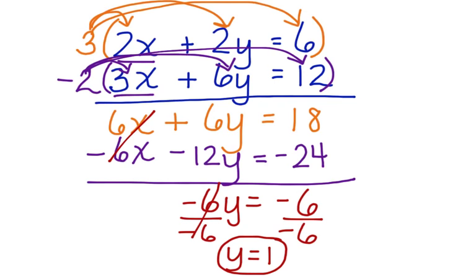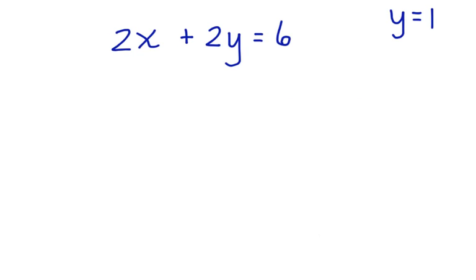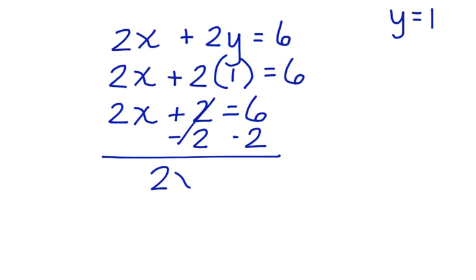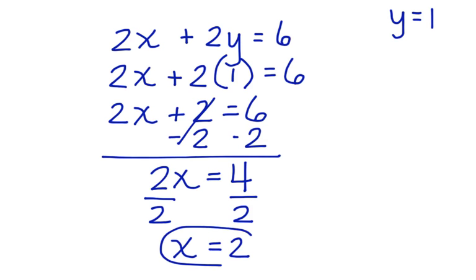Let's use the first equation. Now we know that y equals 1. Here's our first equation, and now we're going to solve for x. 2x plus 2, let's substitute the 1 in for y, equals 6. Subtract 2 from both sides. These cancel, and I have 2x equals 6 minus 2, which is 4. Divide both sides by 2, and I have x is equal to 2.